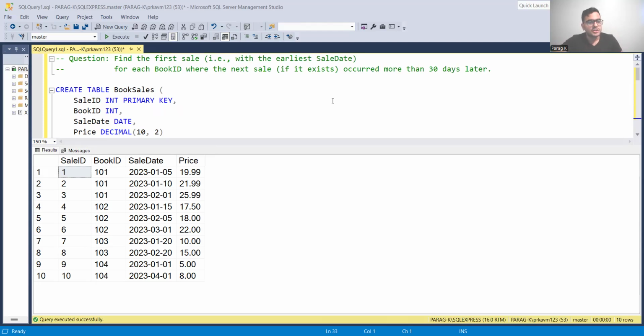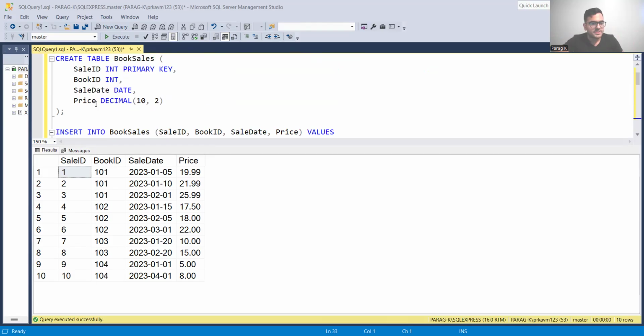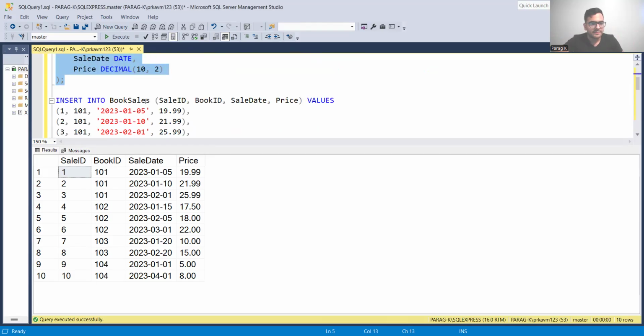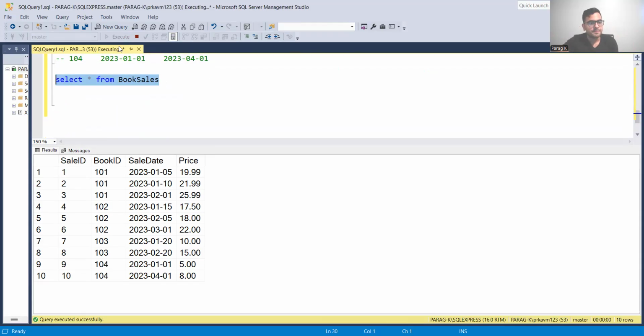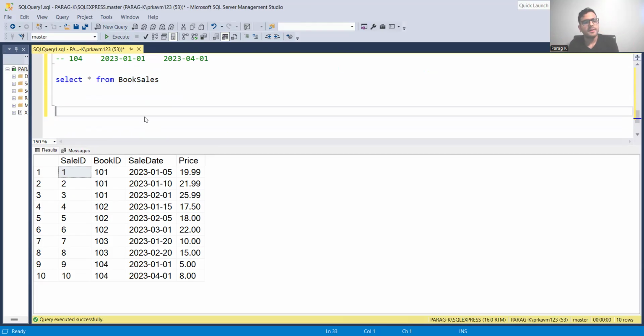Okay, so we have the book sales table in here, and this is the output format we're looking for. Let me run the table and show it to you guys. Okay, select everything from book sales. So what does the question say, basically, in simple words here? What is it saying?